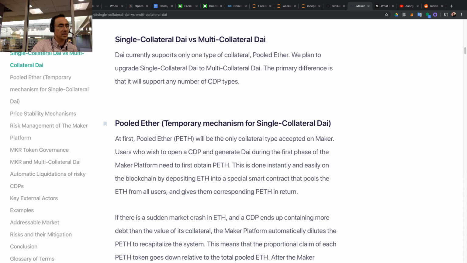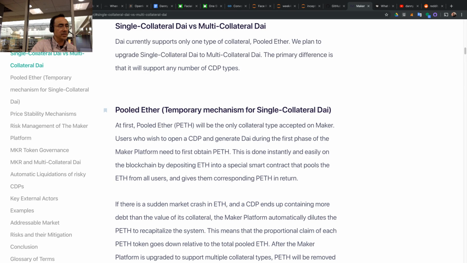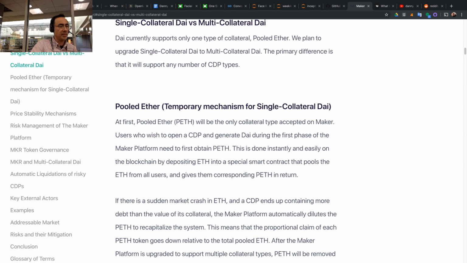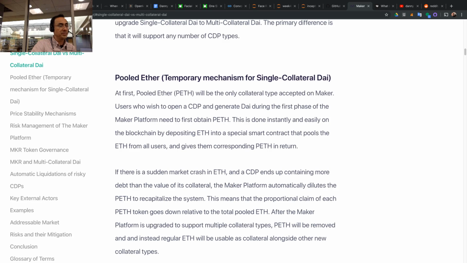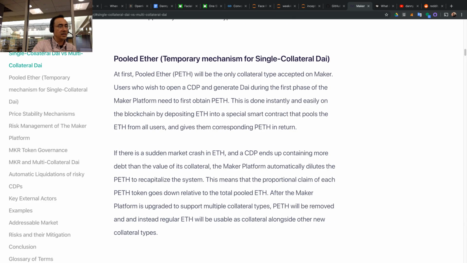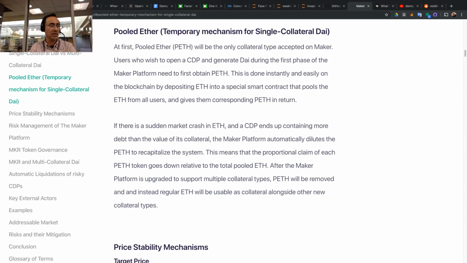Pooled ether, a temporary mechanism for single collateral DAI. At first, pooled ether will be the only collateral type accepted on Maker. Users who wish to open a CDP and generate DAI using the first phase of the Maker platform need to first obtain PETH. This is done instantly and easily on the blockchain by depositing ETH into a special smart contract that pulls the ETH from all users and gives them corresponding PETH in return. Got it. Okay, so it's like crowdsourcing or crowdfunding, something like that.